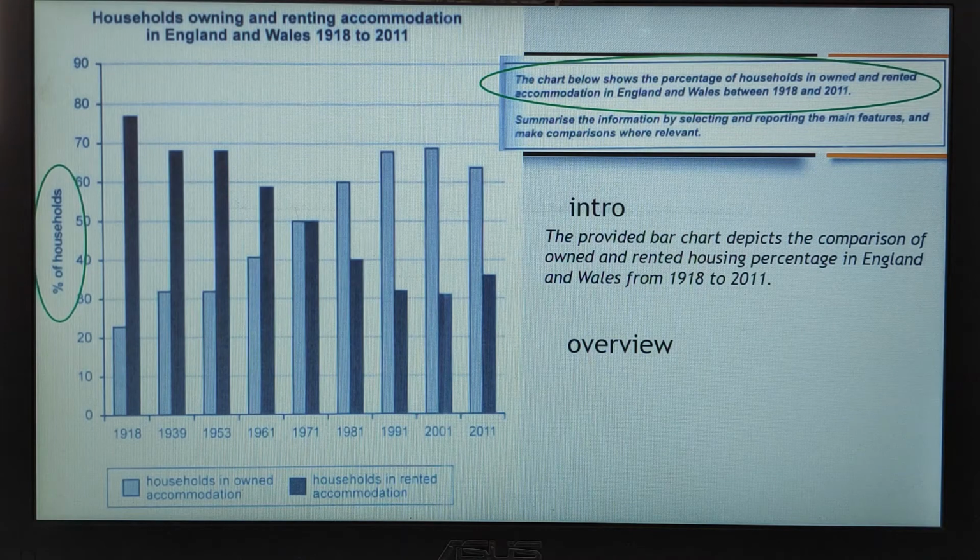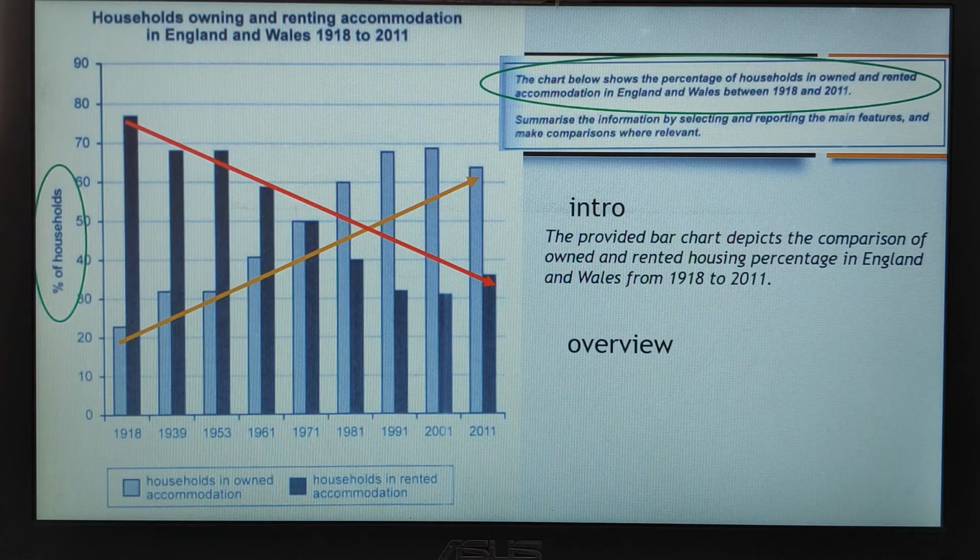So the first thing you'll need to look at in the overview is the main trend. We can see that main trend 1, households in owned accommodation, generally rose from above 20% to above 60%. So it's like 3 times. Another main trend is households in rented accommodation, which fell from maybe 78% to like 36%. So it's almost twice, let's say.